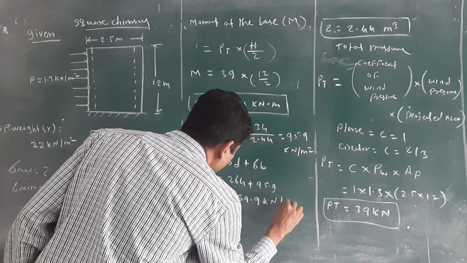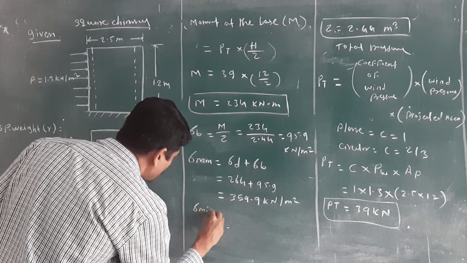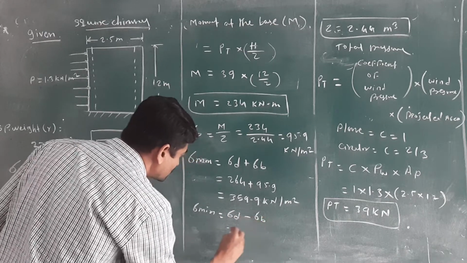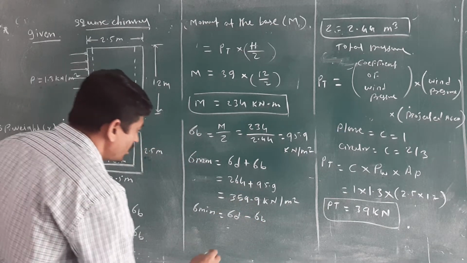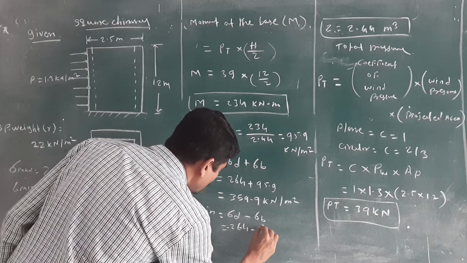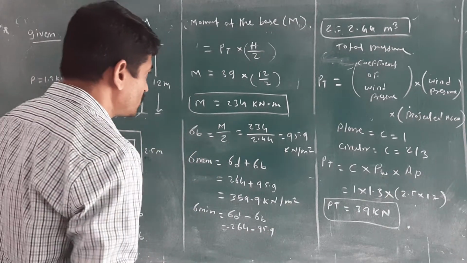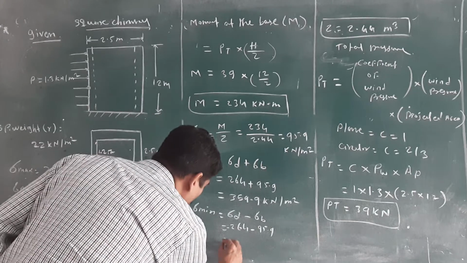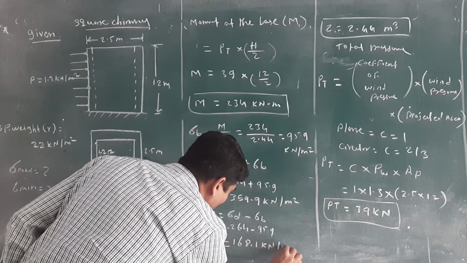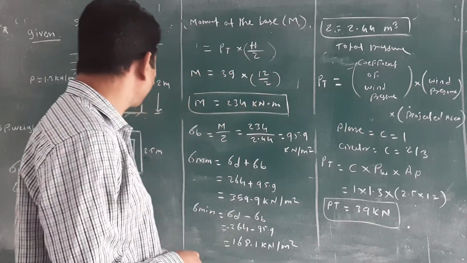kilonewton per meter square. And what is the value of sigma minimum? How to calculate this? Sigma D direct stress minus bending stress. Put this value here, and again you will get the value for the minimum stress at the base of the chimney. This one is 168.1 kilonewton per meter square. Okay, all of you getting how to solve the numerical?